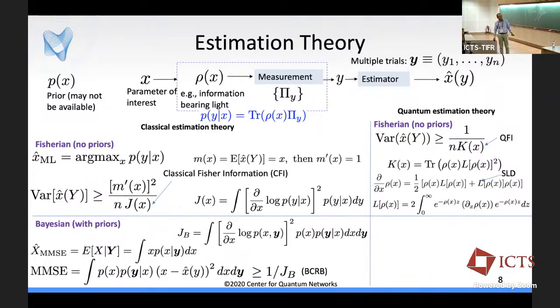So if you look at this, for the quantum Fisher information, I never even specified the measurement choice. But the point of the QFI is that this K of X will always be larger than or equal to J of X, no matter what measurement you pick. So it is an upper bound to the classical Fisher information. And not just that: if you pick your measurement, this pi Y, to be a projective measurement defined by the eigenbasis of this SLD operator, which is implicitly defined by this equation or explicitly defined by that equation, and plug it in here, you will get a P of Y given X for which, if you were to evaluate this equation, you will get K of X here.